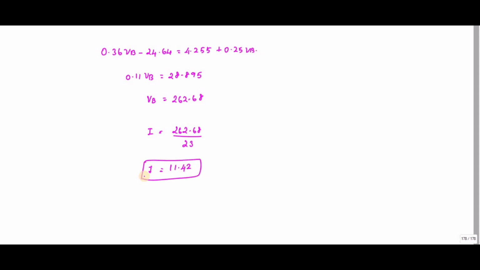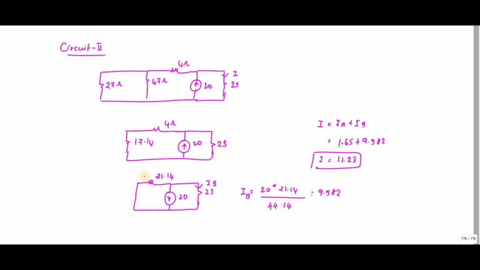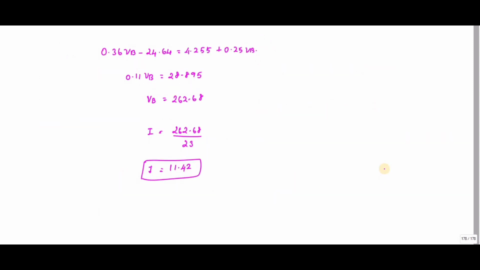So I have to cross check this one. You can see I is 11.23 here, and here it is 11.4. So this is how you have to cross check this. That has to be measured in terms of amps.